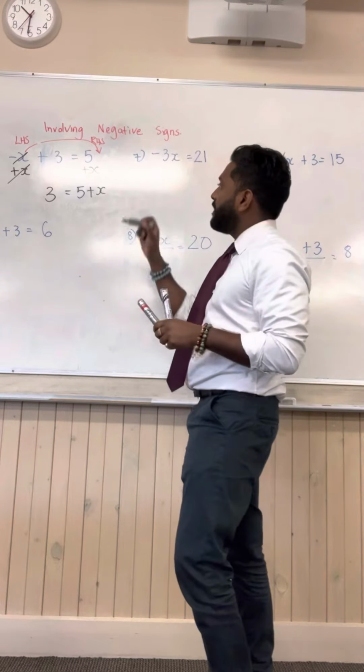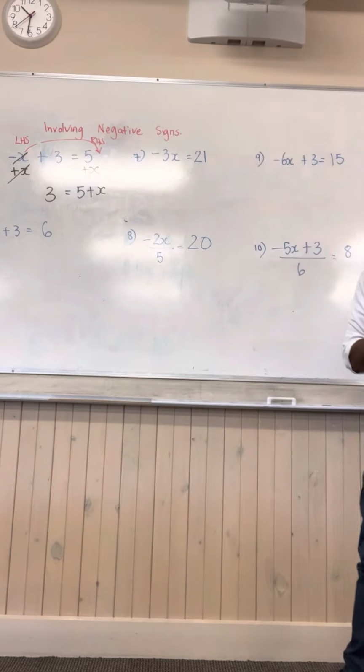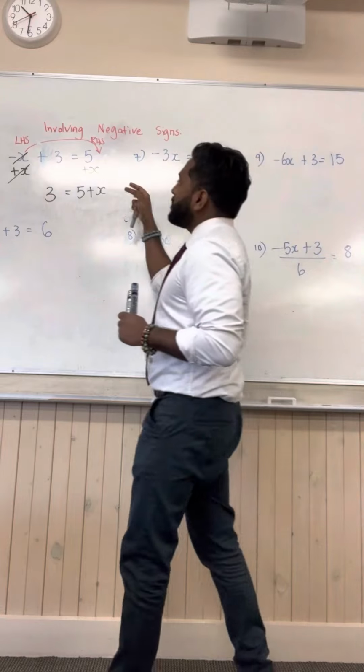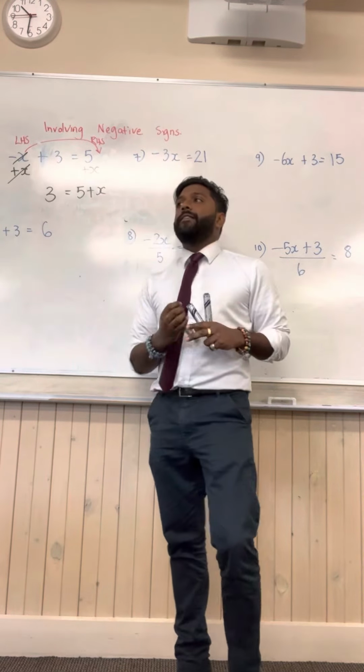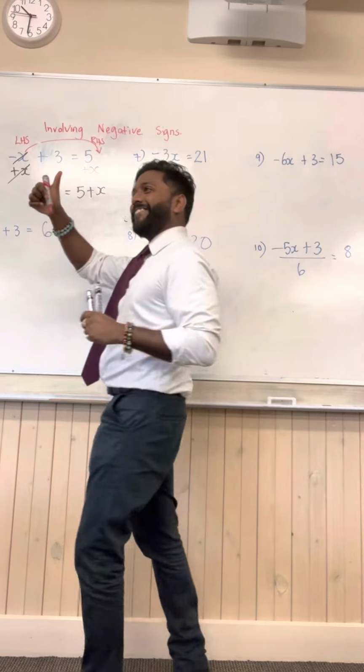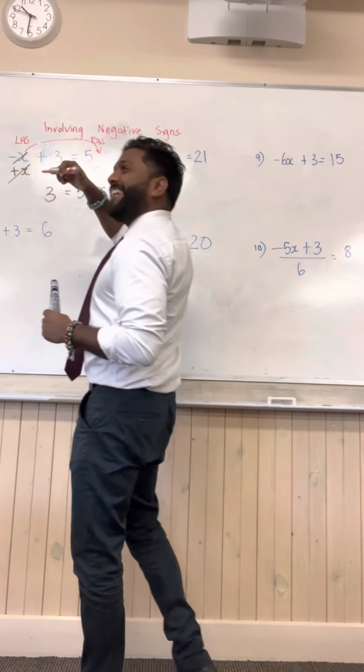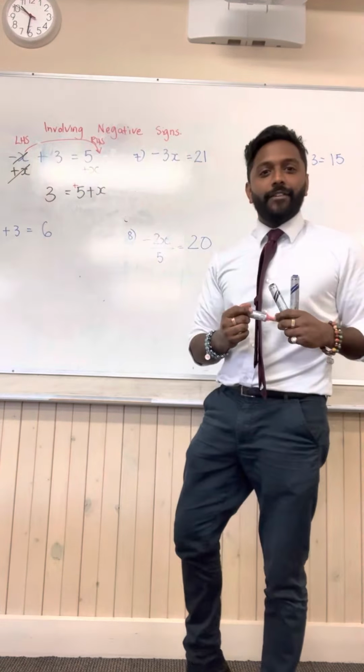So going back, what's annoying the x? What is actually annoying the x? It's actually the 5, the plus 5. How do you get rid of the plus 5?